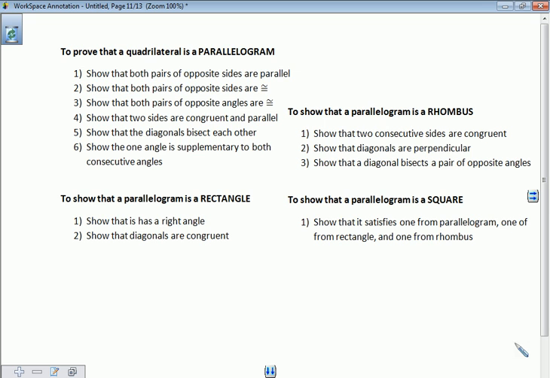Now a square. A square has to have one from the rhombus, one from the rectangle, and one from the parallelogram. So we have to prove parallelogram, rectangle, and rhombus to make it a square.